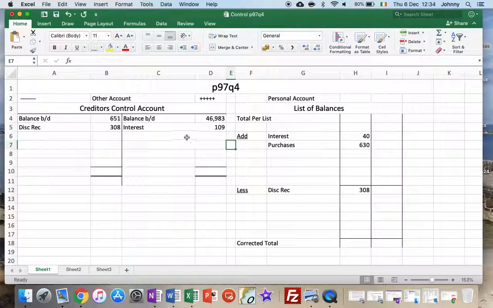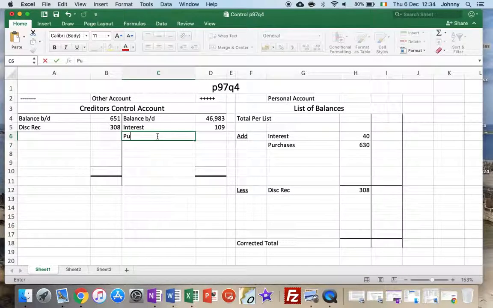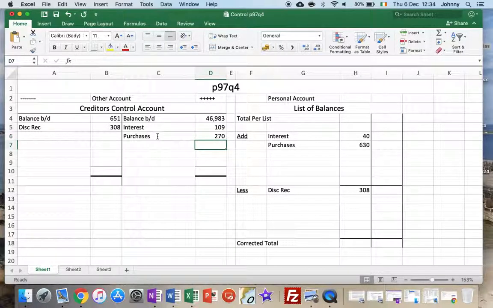And I should have had a purchase here of 630 as well, but I put it in as 360, so I need to add on whatever the difference is. I had too little in there, so I'm going to have to put in 630 minus the 360 I actually put in, so that's the amount of money goes into it.